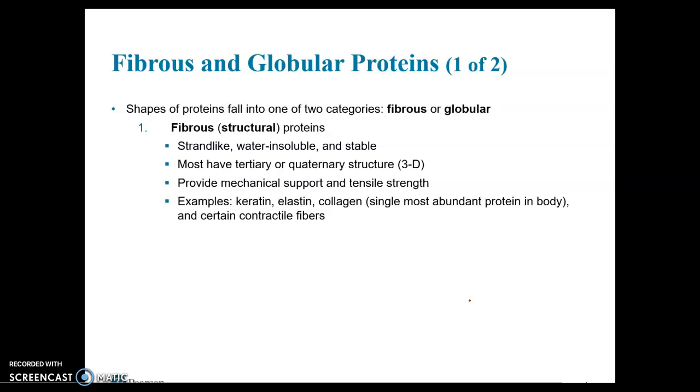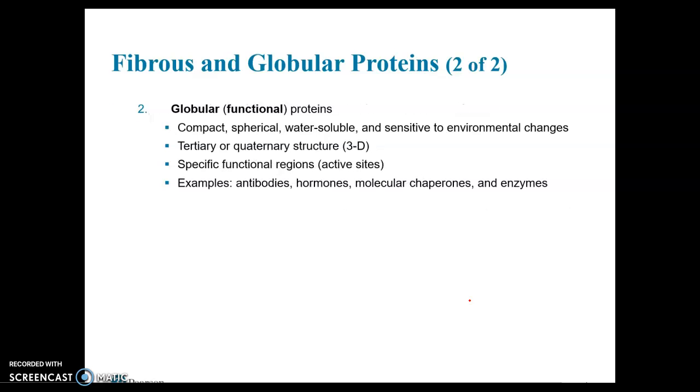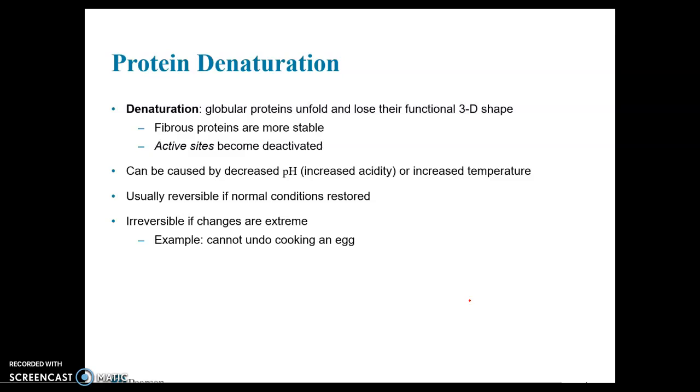Proteins can either be fibrous or globular. You saw hemoglobin. Hemoglobin is a globular protein. A fibrous protein would be like collagen. Proteins can denature if, for example, the pH changes or the temperature changes. And when it denatures, it can't work anymore. It doesn't function anymore. So when you cook an egg, for example, it's irreversible. You can't go back and uncook it, you know.